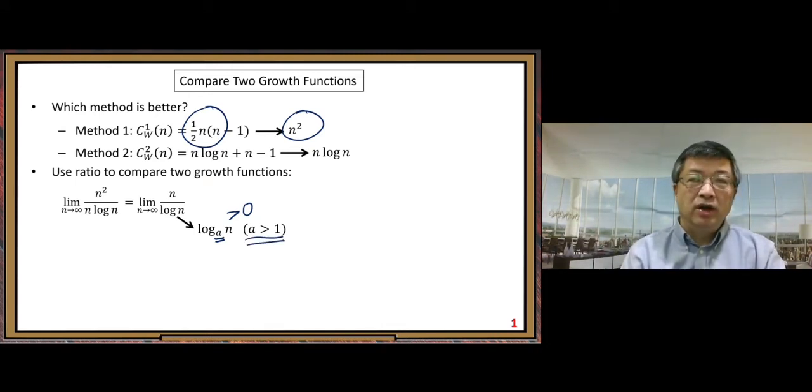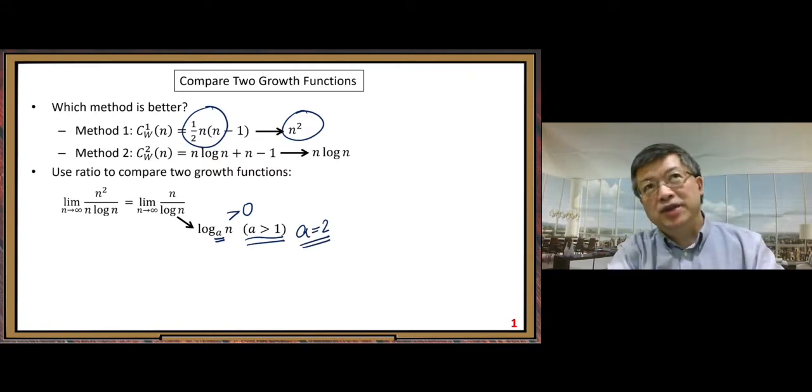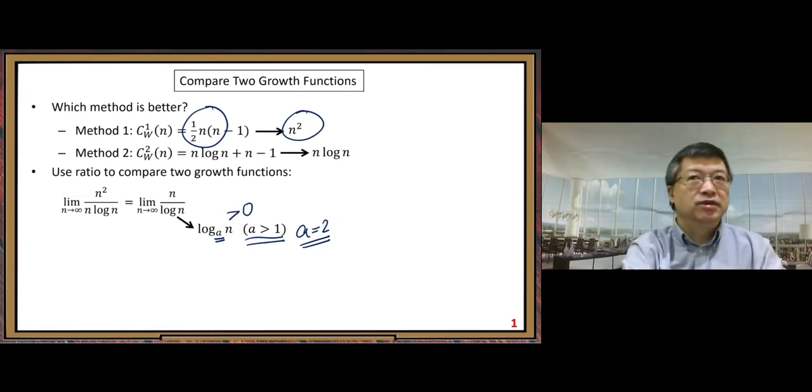But in this class, most of the time, a equals 2, binary. In computer science, we use the binary system a lot, so most of the time we do the binary operation.